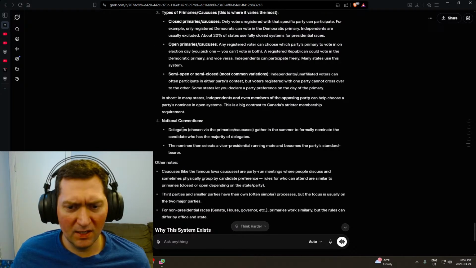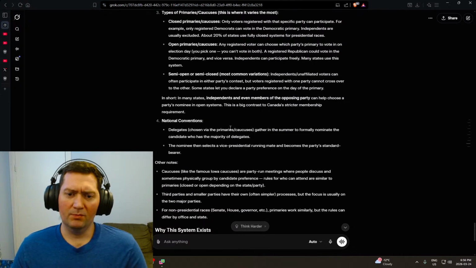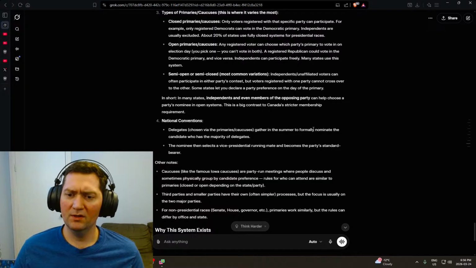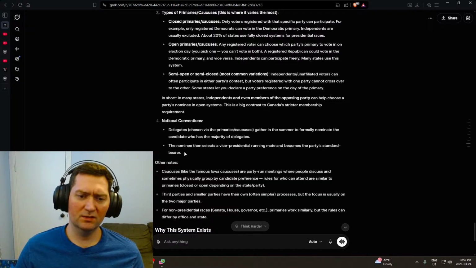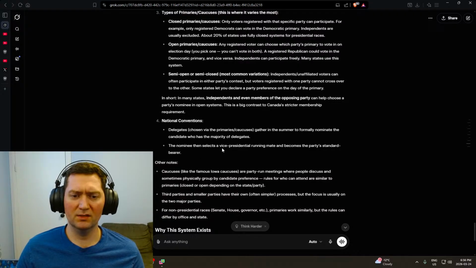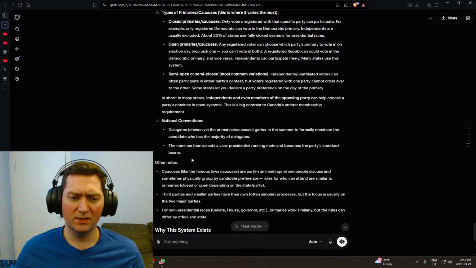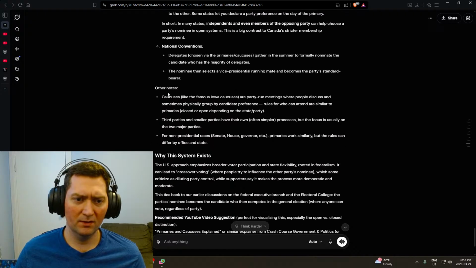National conventions: delegates chosen via the primary and caucus gather in the summer to formally nominate the candidate who has the majority of delegates. The nominee then selects a vice president running mate and becomes the party standard bearer.